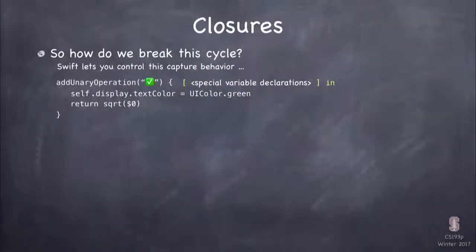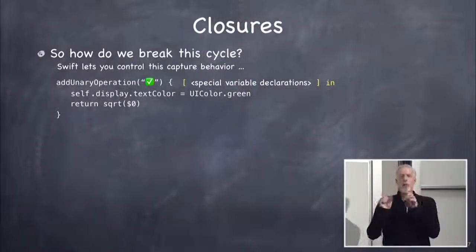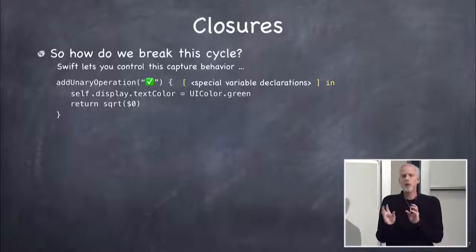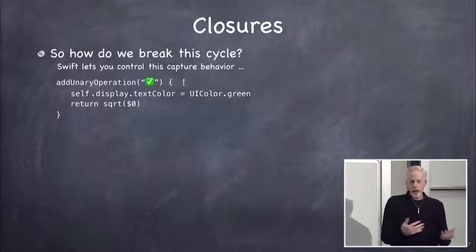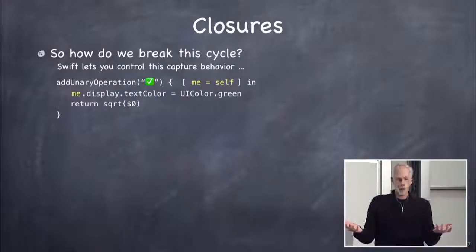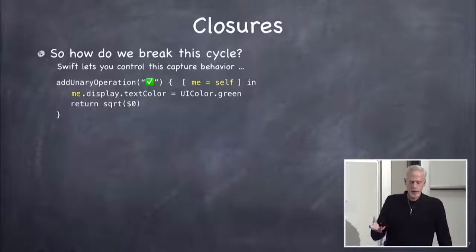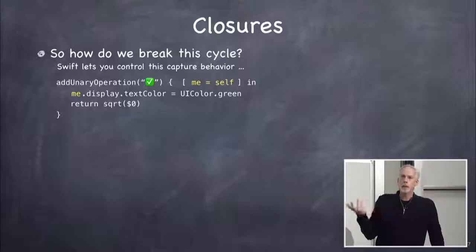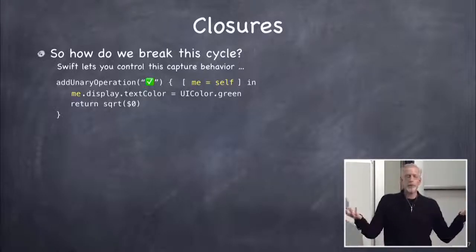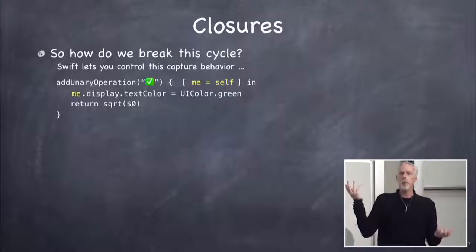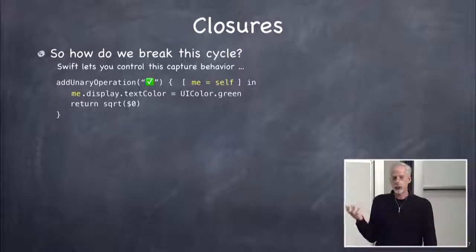Well, the first thing we're going to do is create a special local variable. Closures allow you to, before the word in, put an open square bracket and a list of special variables. These are just little local variables that live for this closure only. Now these variables can have any name, and you can set them to any value you want that's in scope here. So I've created a local variable called me, and I've set it equal to self. That's fine. Me is a local variable of type view controller. I've set it to myself, and so now I can use me anywhere I use self. So I've replaced self with me. Okay, well that doesn't help break our cycle at all.